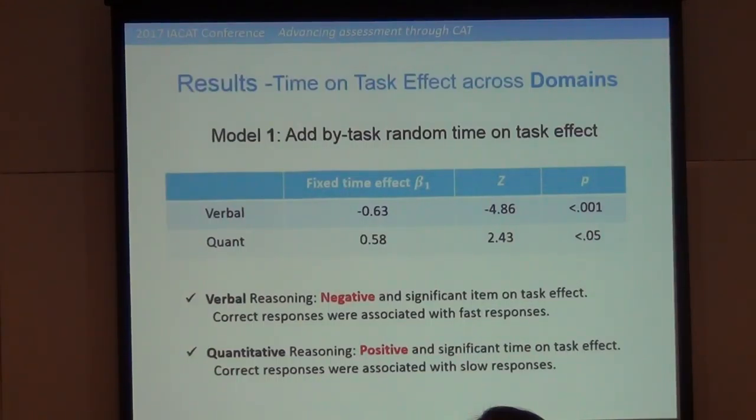And this is the result of model 1. In model 1, we can see that the effect in the verbal reasoning section is negative and significant. That is to say, correct responses were associated with fast responses. And in the quant section, the fixed time effect in beta 1 is positive and significant. It means correct responses were associated with slow responses.